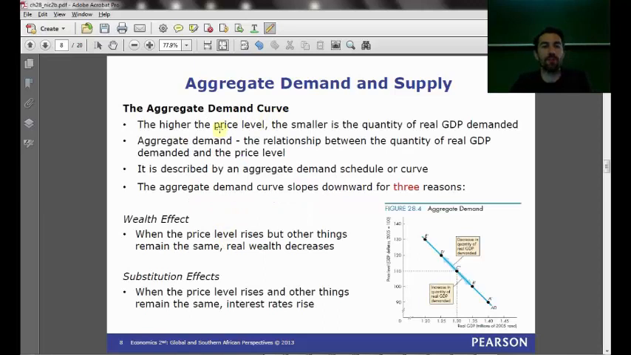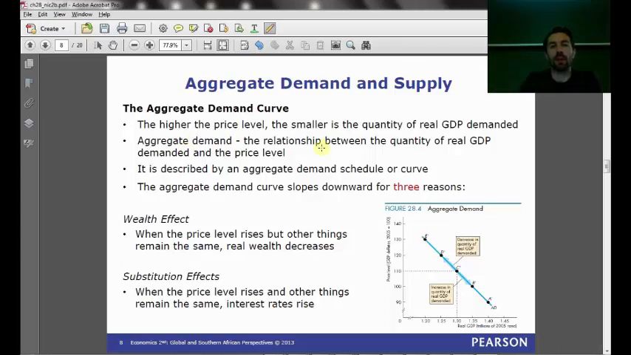So aggregate demand curve, first of all, the higher the price level, the smaller the quantity of real GDP demanded. It's downward sloping. And we've derived that relationship twice already. We've shown that there was a wealth effect, and we've shown that there was a substitution effect. The wealth effect, because the change in prices changes the real value of your nominal holdings of wealth. And the substitution effect is when the interest rate changes cause you to shift spending from the present to the future, or from the future to the present.